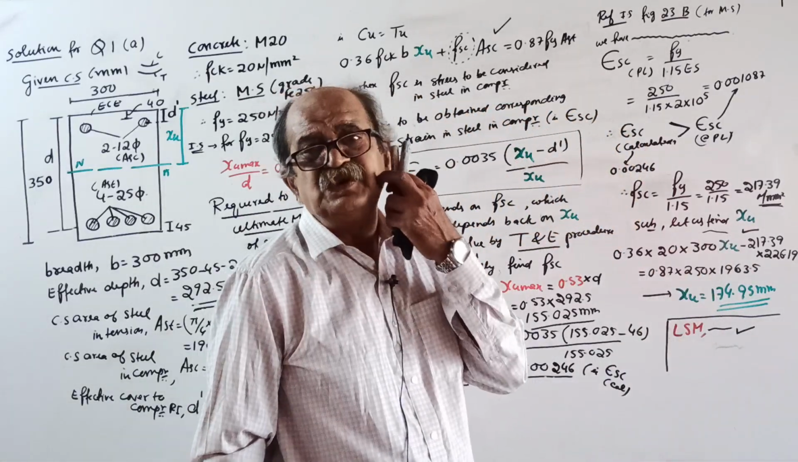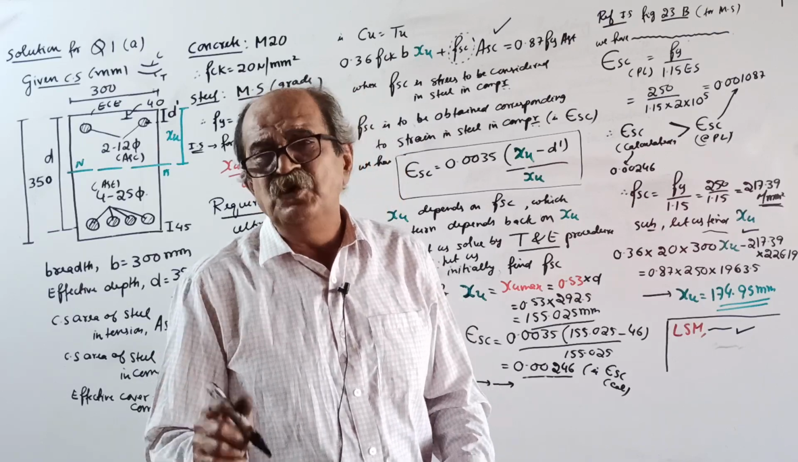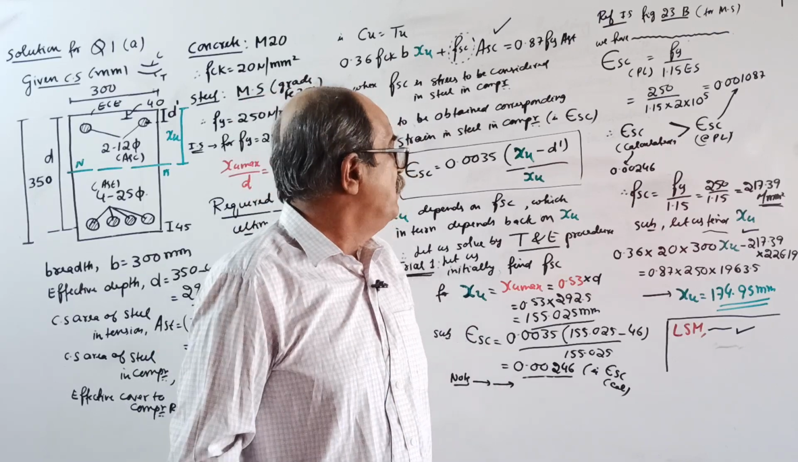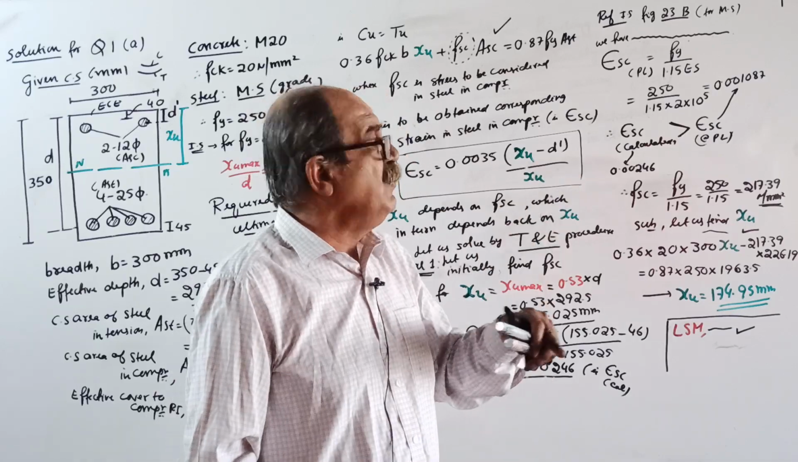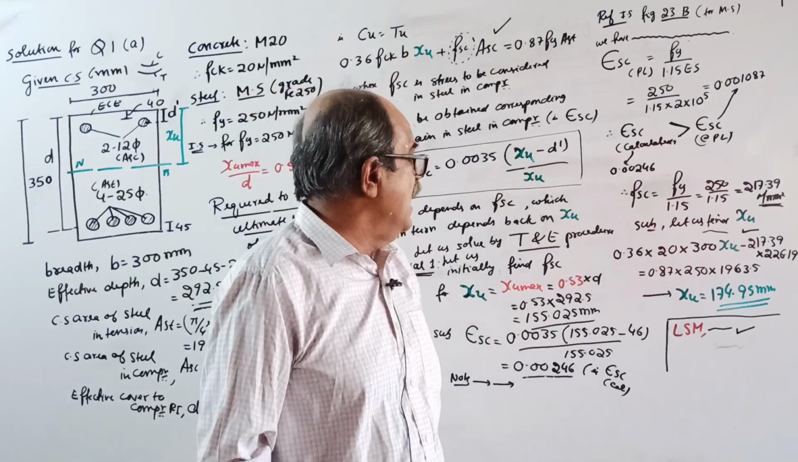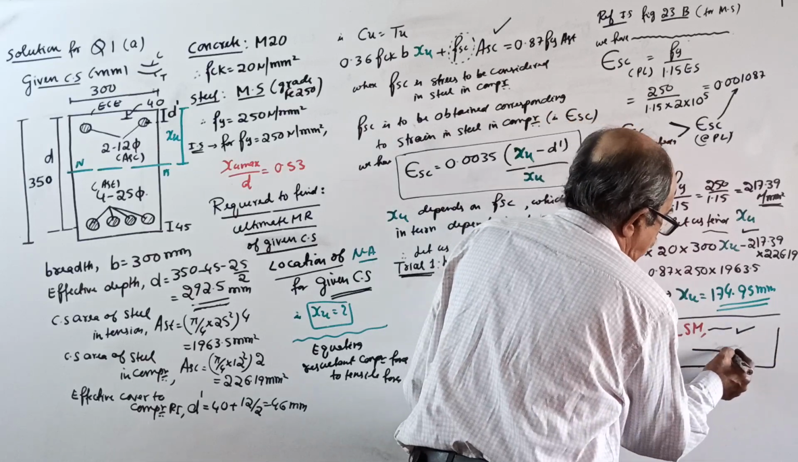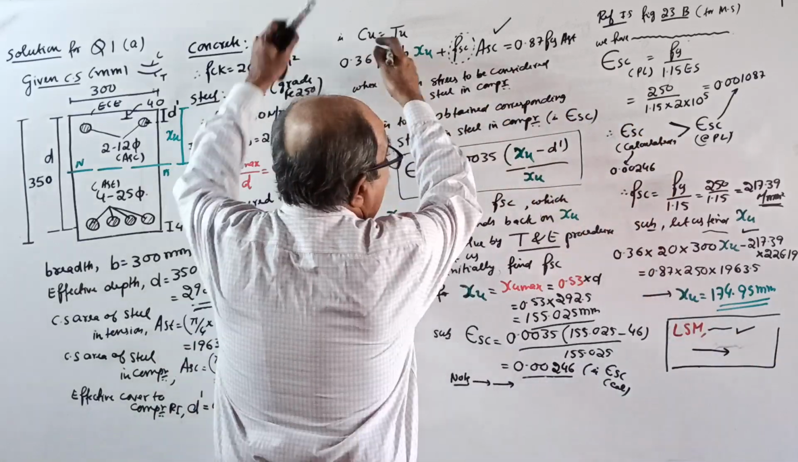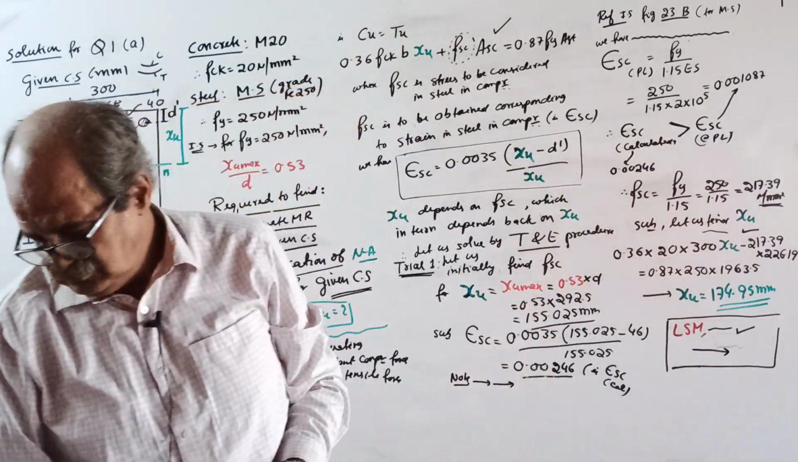You have to compare XU with XU max, and if it comes under reinforced, continue with whatever XU you got. But if it comes over reinforced, the calculated value cancels. You should consider whatever is the limiting value, XU equal to XU max. The statement you write here, but I will continue the question somewhere on this side. Want space now.